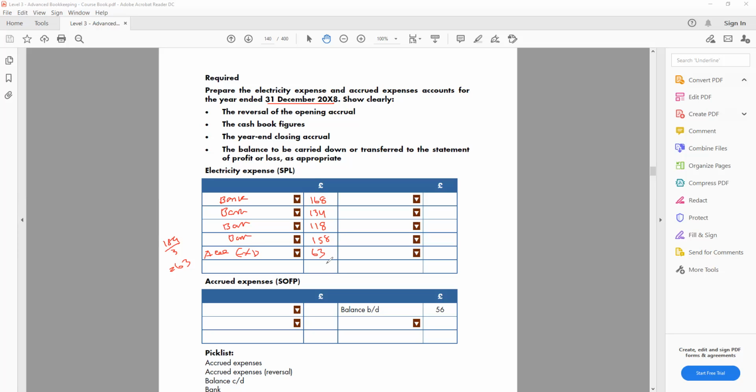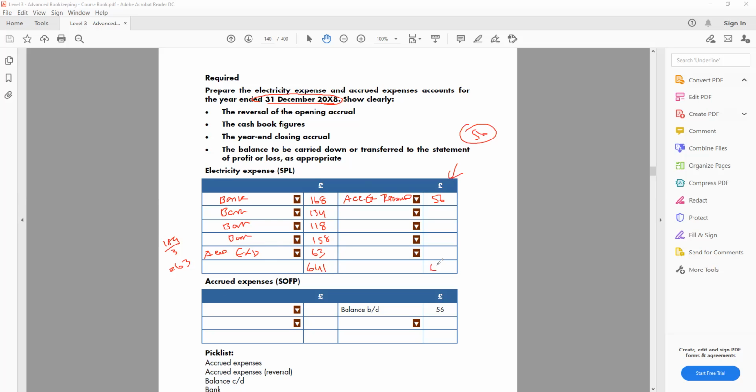So this is the story. This is the total expense for this year 2008 for the electricity, 641. Now if you remember the 56 that was paid in 2008 but is relevant to the last year, I have to minus this one. So I'm going to say accrued expense reversal, 56. Writing this side means I'm making the balance sheet lower.